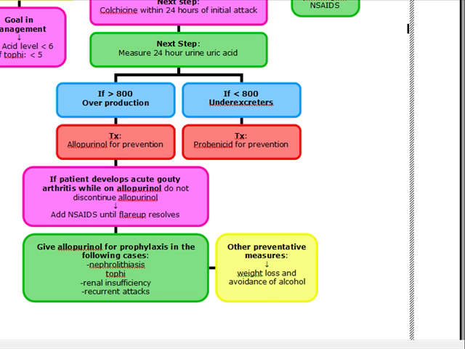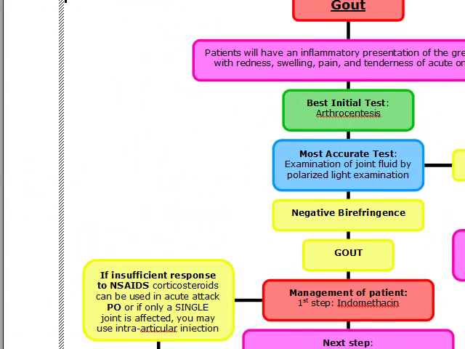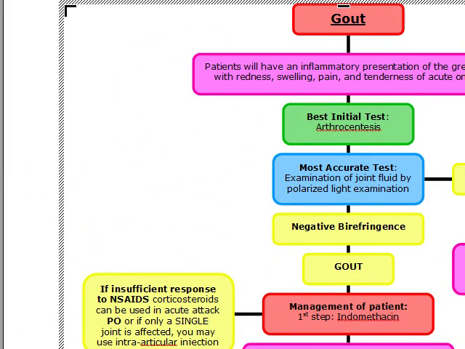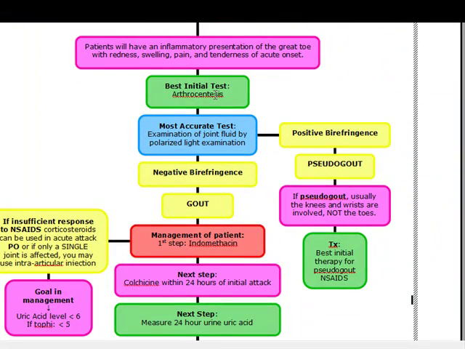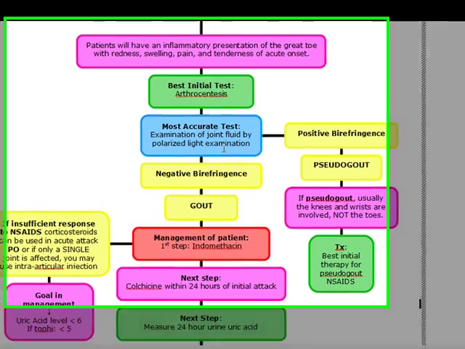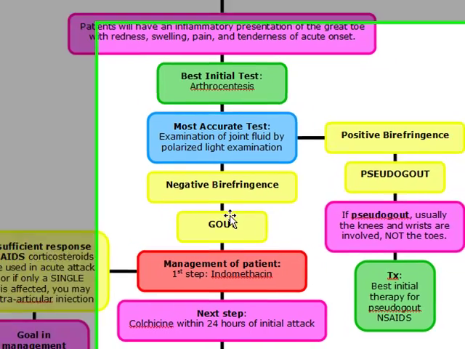Okay? So remember, in gout, a patient comes in with a presentation of redness, swelling, and pain of acute onset. We're going to think gout in our differential. We're going to do an arthrocentesis and take the fluid from the arthrocentesis. We're going to put it on polarized light examination, which is our most accurate test. Our best initial test is the arthrocentesis. We see negative birefringence. We've made our diagnosis of gout.